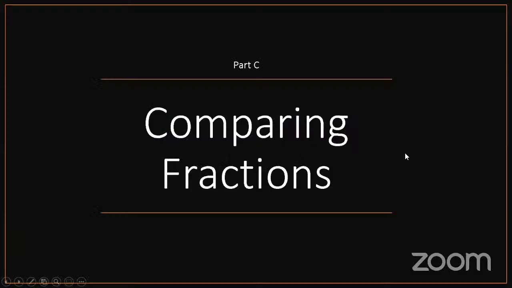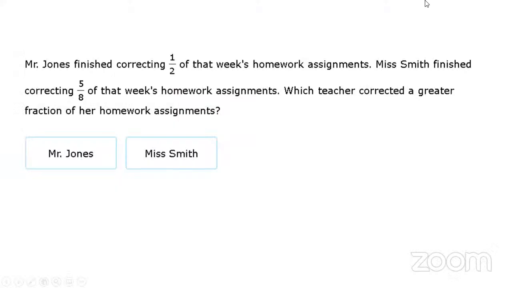Let us look at this. So now we're going to go to part C, where we're going to do some comparing fractions. All right, so our first question here is this. Mr. Jones finished correcting half of the week's homework assignments, and Miss Smith finished correcting 5/8 of that week's homework assignments. Which teacher corrected a greater fraction of her homework assignments, Mr. Jones or Miss Smith?